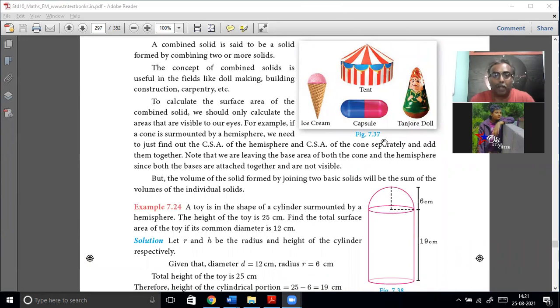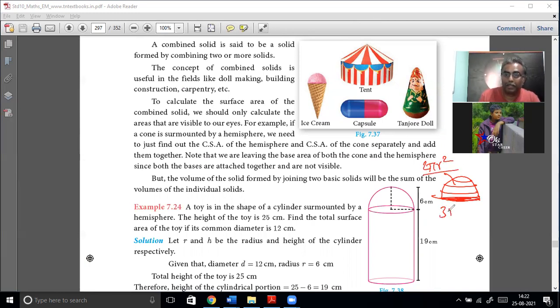See, whether in doll making, building construction, carpentry, in medicine, so many fields, all this is useful. Now, to calculate the surface area of the combined solid, we should only calculate the areas that are visible to our eyes. Okay, that means you must be very careful. Suppose you are having a hemisphere. Only this area you must calculate. This area you must not calculate. So you must calculate 2 pi r squared only. Don't calculate 3 pi r squared.